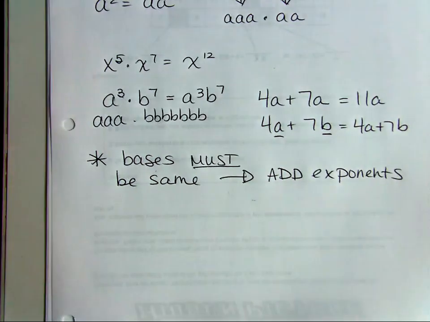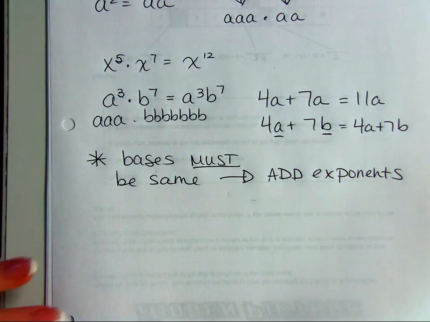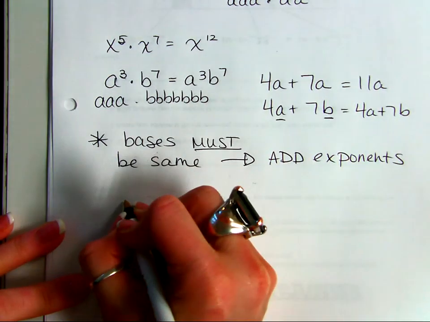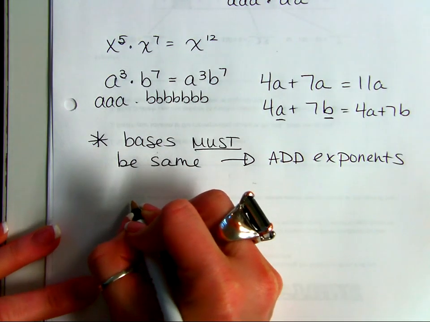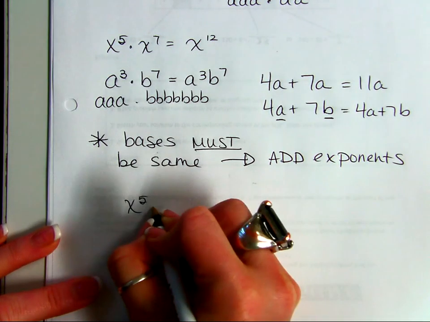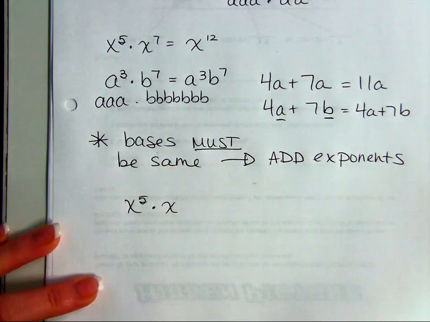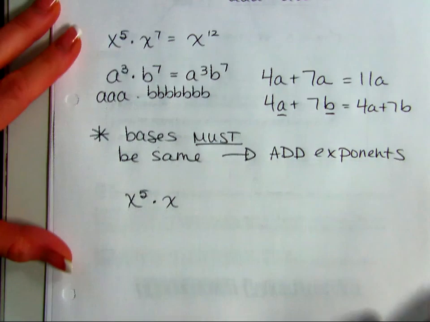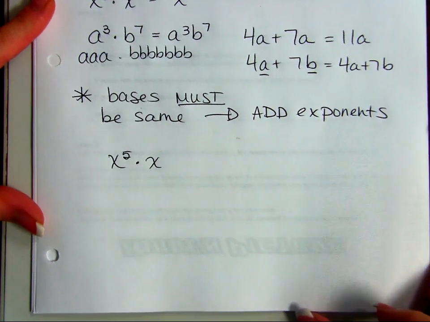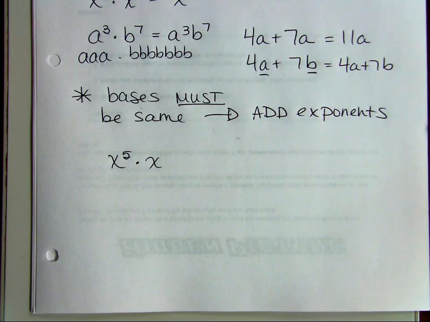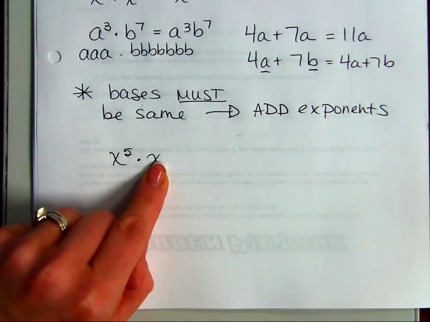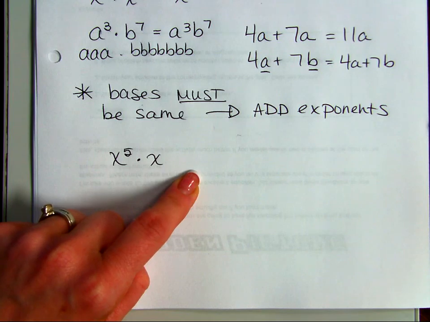If they're not, don't add them, because you can't. All right? So if I have x to the 5th times x, just x, I'm going to go over common errors with you. People go to add the exponents. They don't see an exponent here, and they think the answer is x to the 5th, and that's not right.